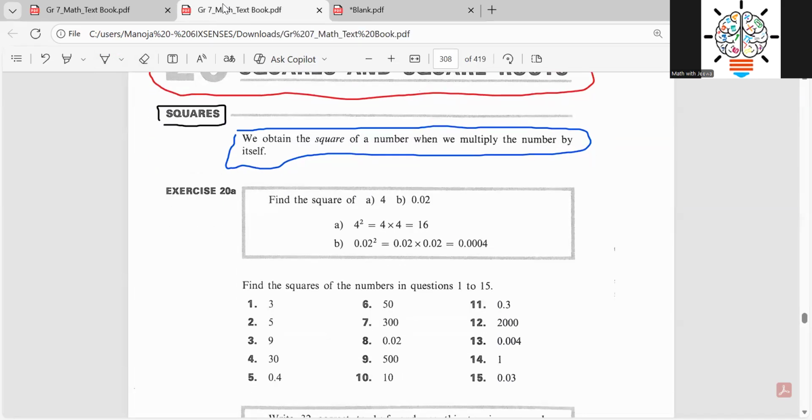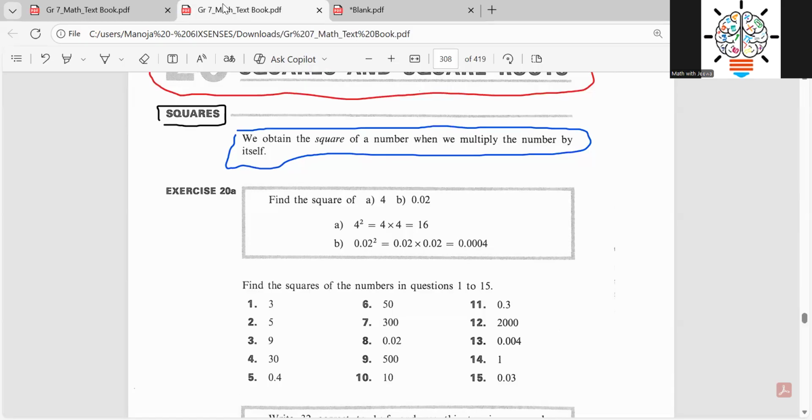Then we'll see that they have given you a few questions where you want to get the square value. They have given, let's say, 2000. How are we going to do that? 2000 into 2000, 2 times 2, anyway it is 4. And you want to write 6 zeros, because here you have 3 zeros, and when you multiply it by itself, it should be 6 zeros, right?